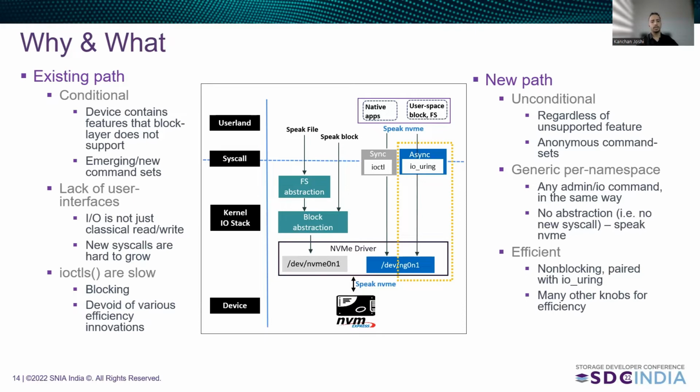Coming to the new path, shown in the yellow colored box over here, it's based on /dev/ng0n1. It's unconditional, always comes up even if the device has unsupported features or a new command set. Any admin or IO command can be sent in the same way, not just read and write. It cuts through abstraction, so new system calls are not required, allowing the application to speak NVMe. And this is efficient as it is paired with io_uring. The next slide explains more.